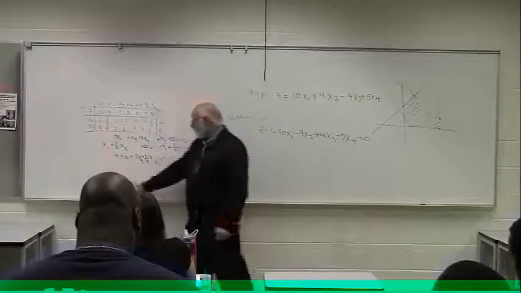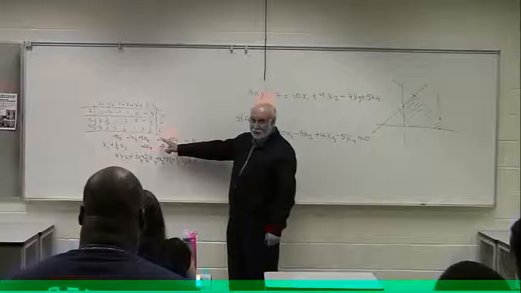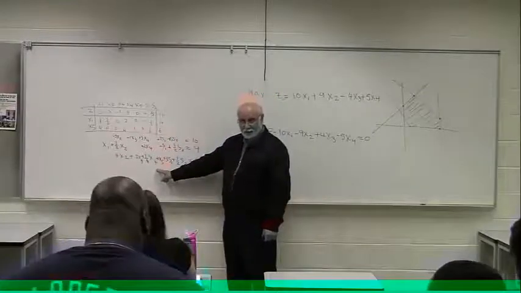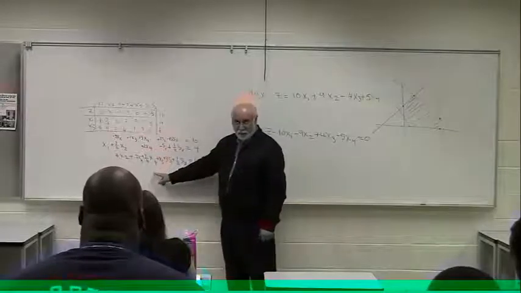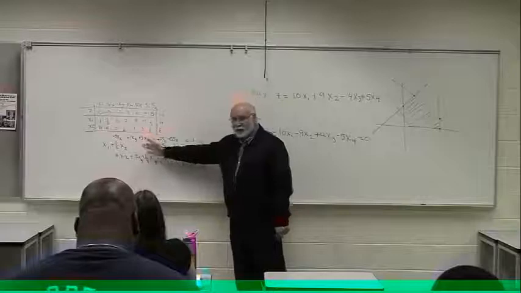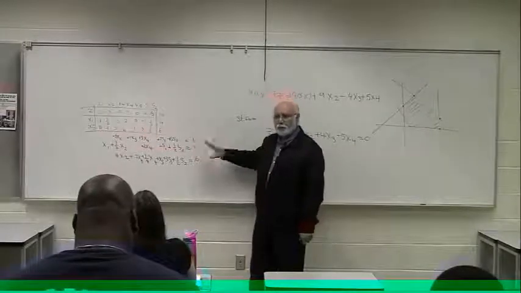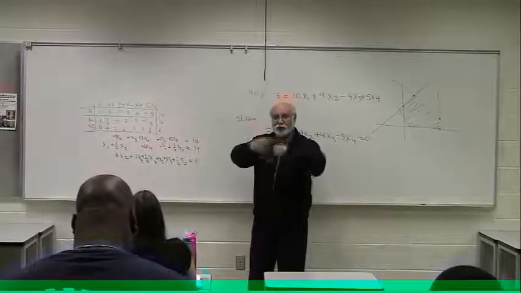What about x5? No x5 here, no x5 here, 1 x5 here. It has 0, 0, 1. So it doesn't make any difference. And why doesn't it make any difference? Because it is processed. We have done the row operation.